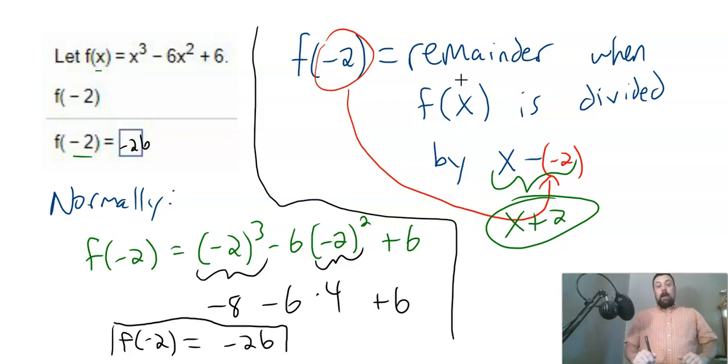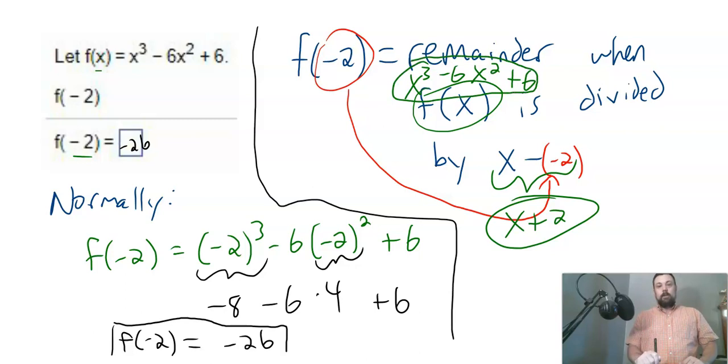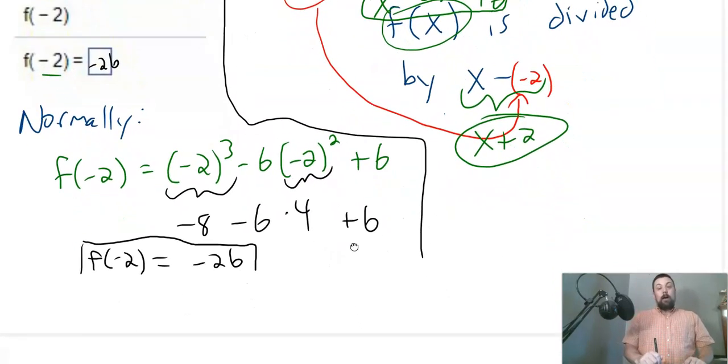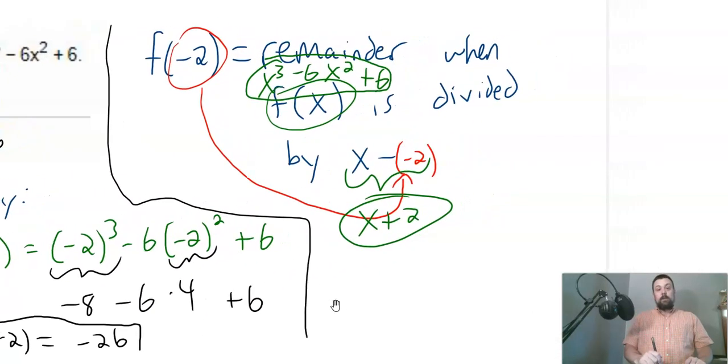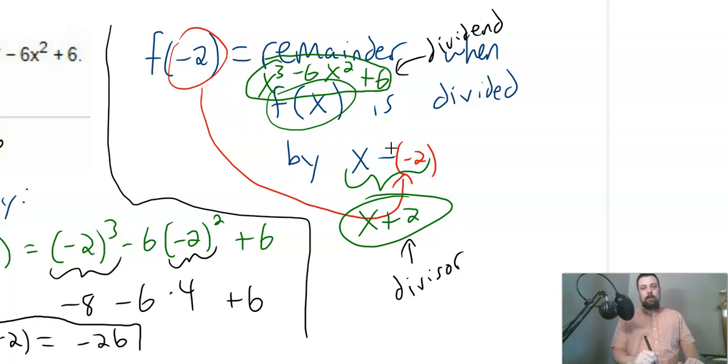Now to divide, f of x is x to the third power minus 6x squared plus 6. We want to divide this by x plus 2. And one way to go about doing that is using long division. So let me just scroll over this way. We take the divisor. This is called the divisor. This is called the dividend. So when we're dividing, the thing we're dividing into is called the dividend. The thing we're dividing by is called the divisor.